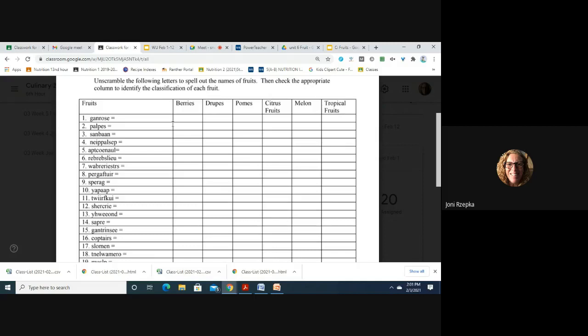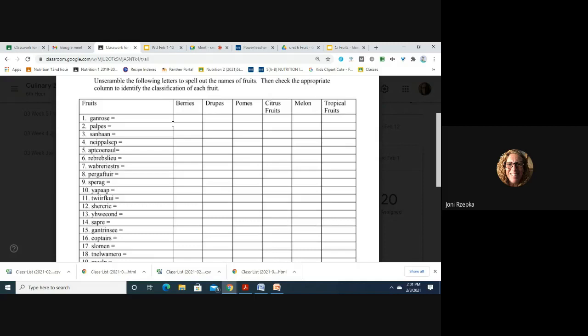We'll do one more. Starts with an A. What do you think number 2 is? Starts with an A. It's one of the fruits that are in the fall. Apples, Braden. Correct. Now can you tell me what category an apple goes in?